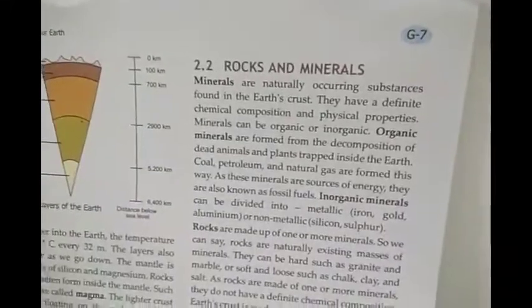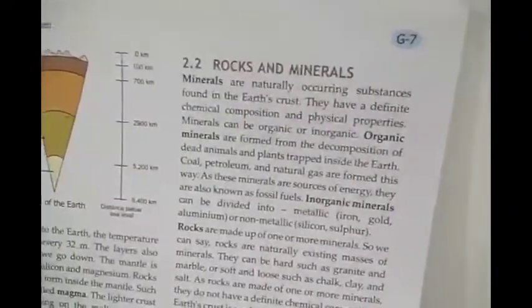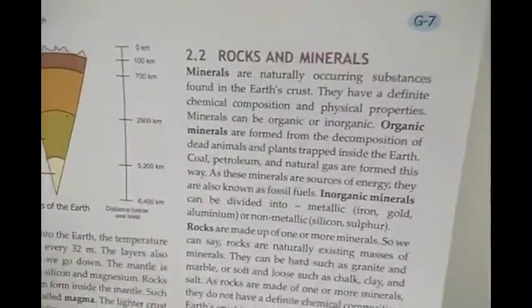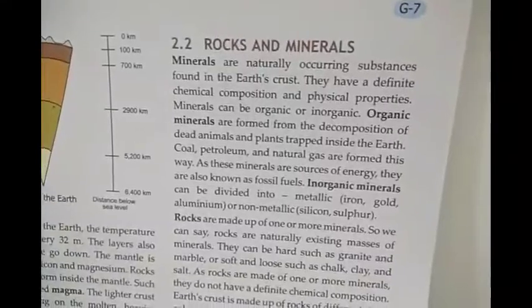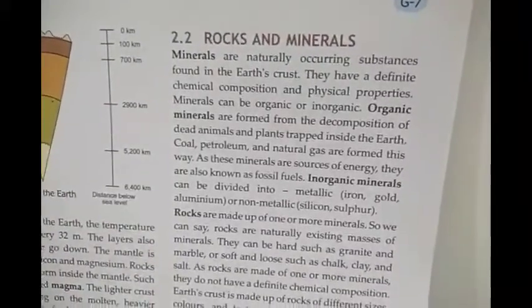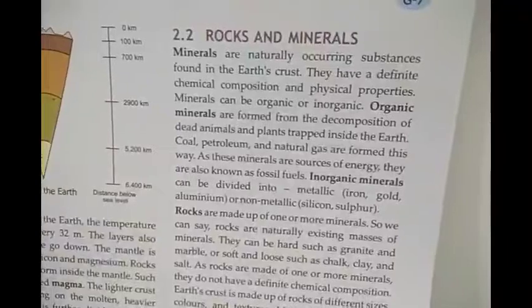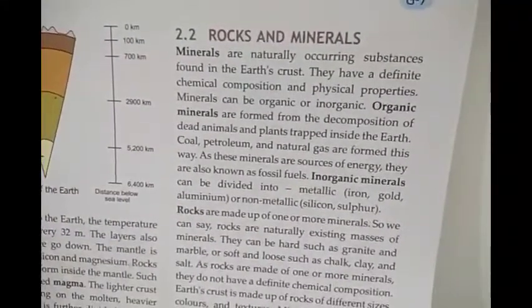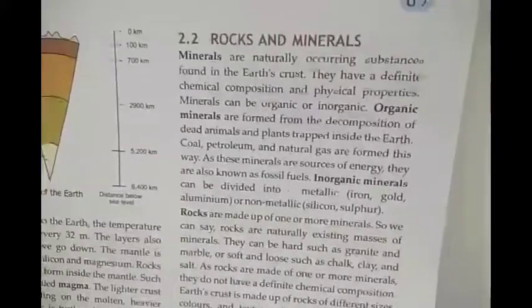Now coming to the next part of the discussion, rocks and minerals. The earth's crust is made up of various types of rocks, and rocks are made up of different minerals which are formed naturally. They can be of different color, size and texture. So there are three major types of rocks: igneous rocks, sedimentary rocks and metamorphic rocks. And we are going to learn about each of these rocks in detail.